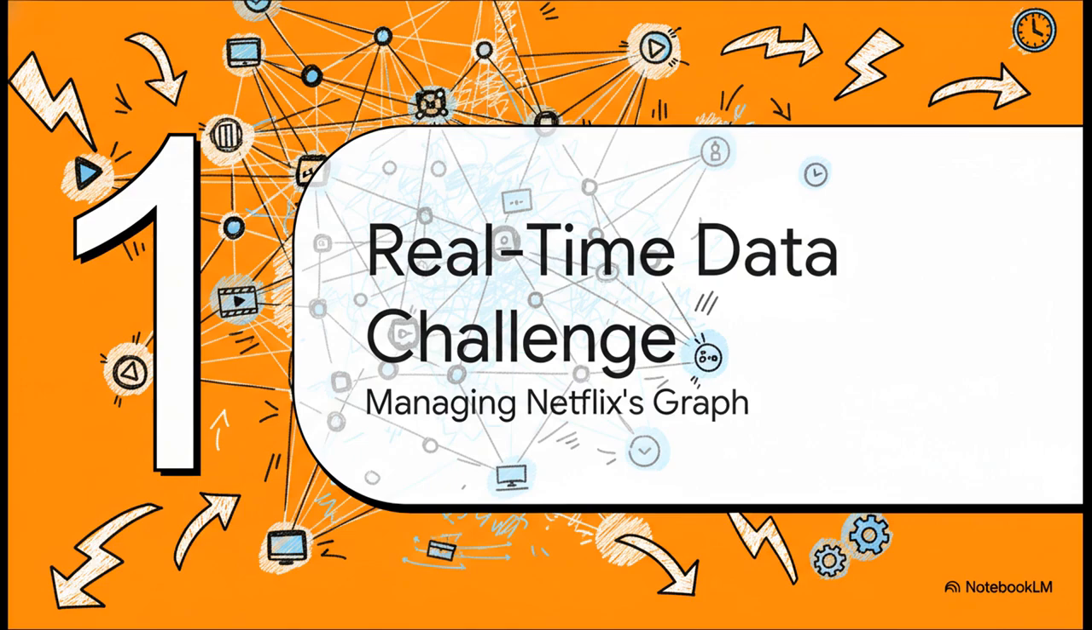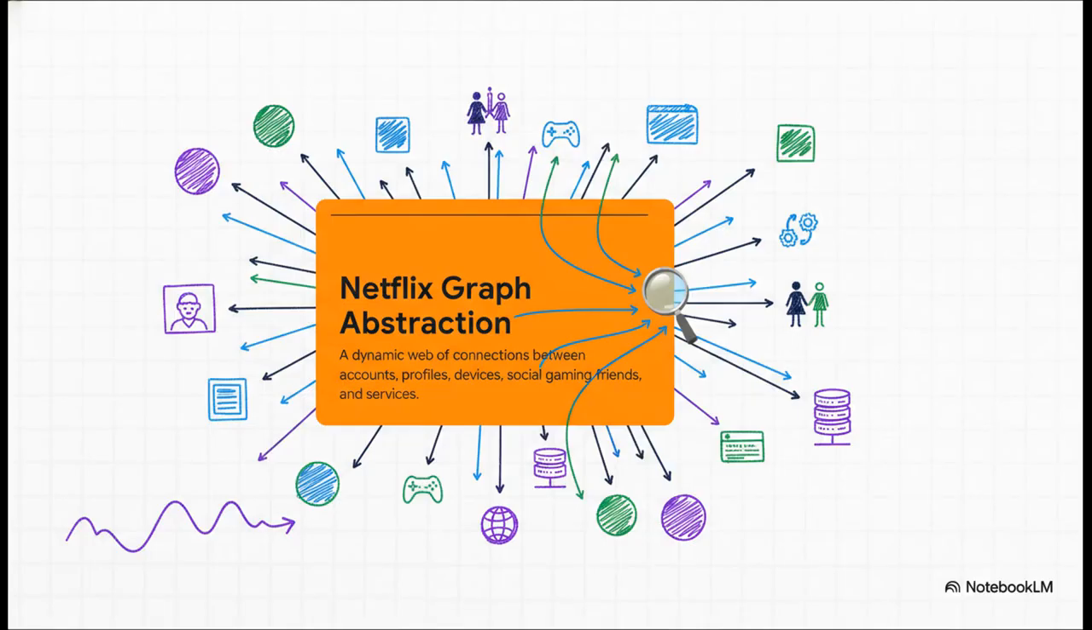Okay, let's really dive into this. What is this graph we're talking about anyway? And why is it such an insane challenge to manage in real time? So forget spreadsheets. The best way to picture this is like a giant social network, but for everything. It's the web that connects your account to your profile, and your profile to that TV in the living room. It connects your gaming handle to your friends list. It even connects Netflix's own internal computers to each other. This graph is literally the brain behind the entire operation, powering your recommendations all the way to their internal troubleshooting.